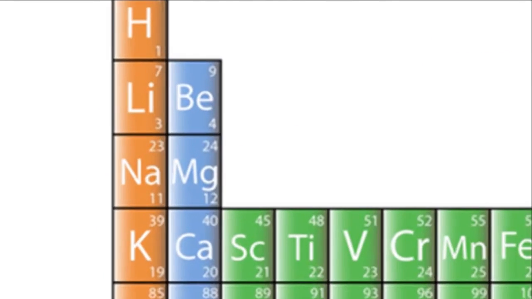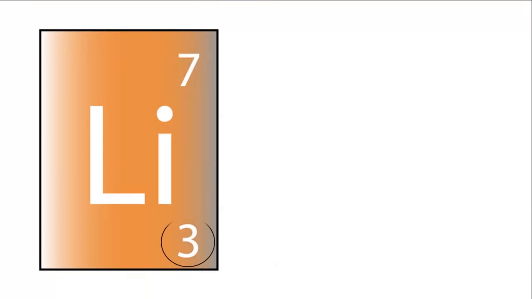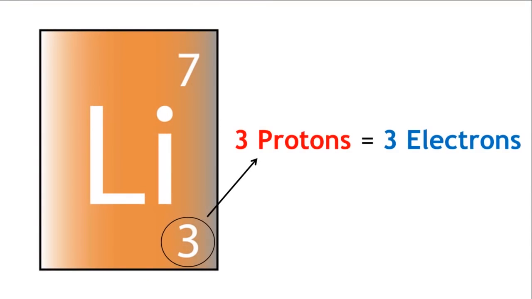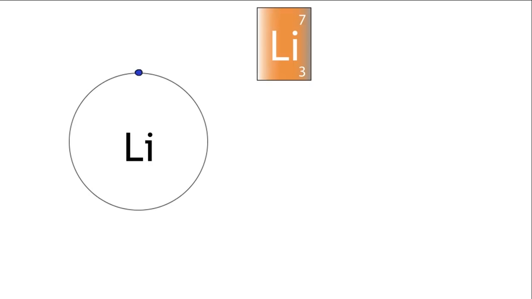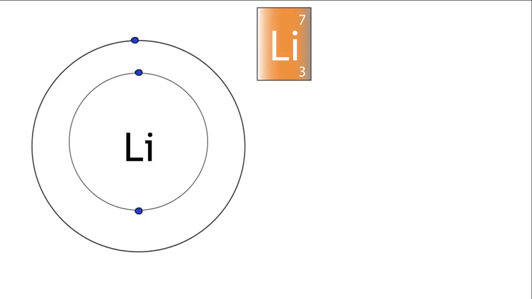Let's look at some arrangements. Lithium has 3 protons. Therefore, it has 3 electrons. The first 2 electrons are placed in the first shell, closest to the nucleus, and the third electron is placed in the second shell. 2 plus 1, 3 electrons.